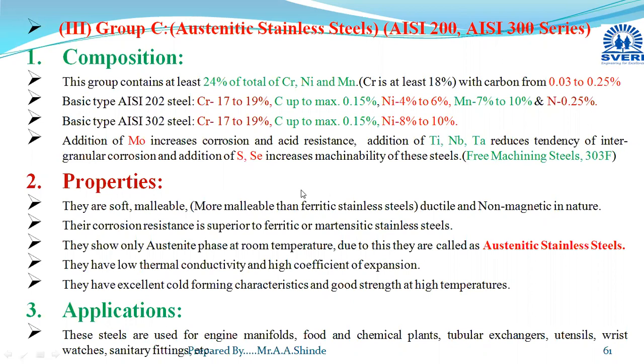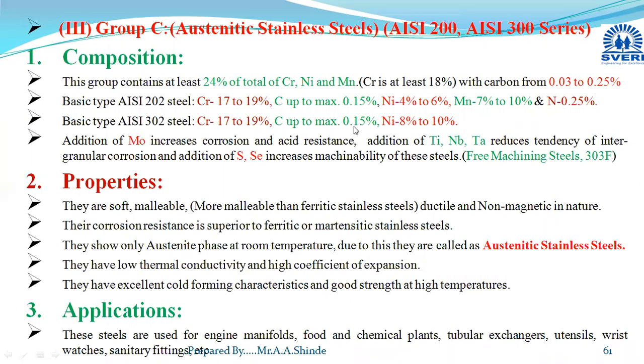So the general properties of this group C or austenitic stainless steel will be like this: they are soft, malleable, and ductile in nature, but these are non-magnetic in nature. Their corrosion resistance is highest among the group A, group B, and group C categories. That is, their corrosion resistance is superior to ferritic and martensitic stainless steels. Then, already I have explained this, they show only austenite phase at room temperature. Hence, they are termed as austenitic stainless steel. Then they have low thermal conductivity and high coefficient of expansion. And then they have excellent cold forming characteristics and very good strength at higher temperature conditions also.